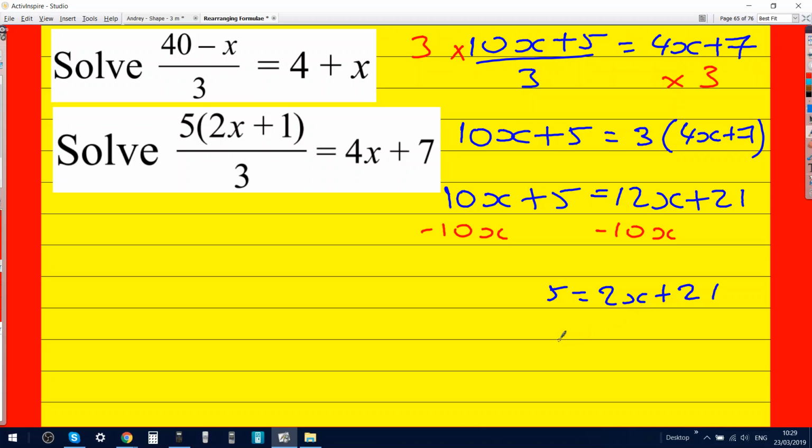Then would you minus 5 from 21? No, you would minus 21 from 5. So what are you gonna get next? Would you do 5 take away 21? Yep. So that would be minus 16. And then that will equal 2x. Divide that by 2. x equals minus 8. Yes.